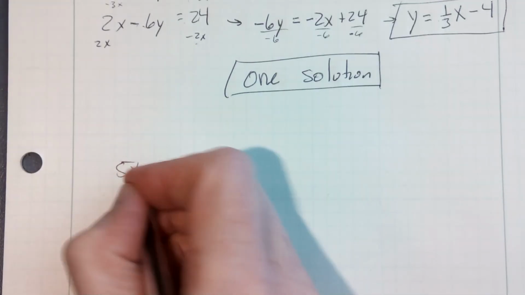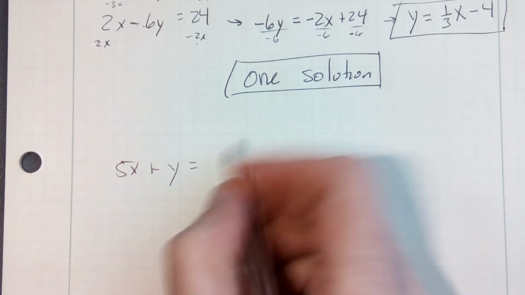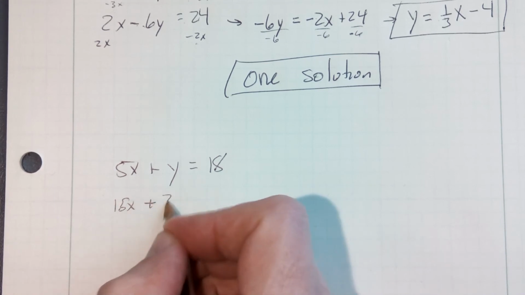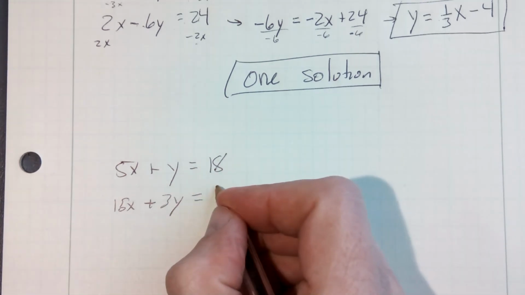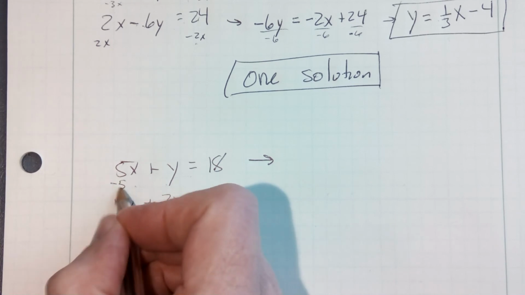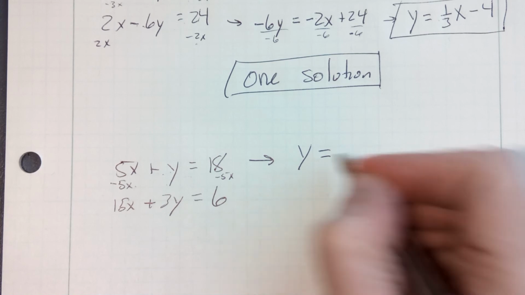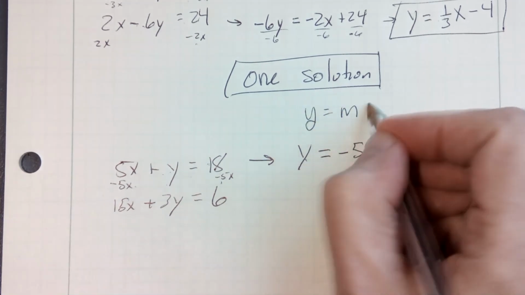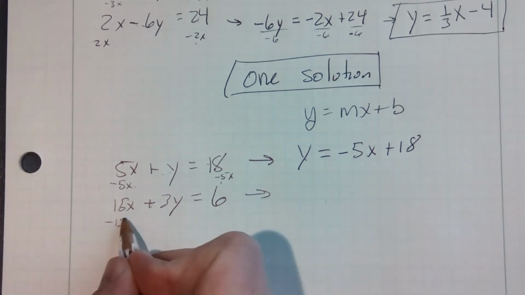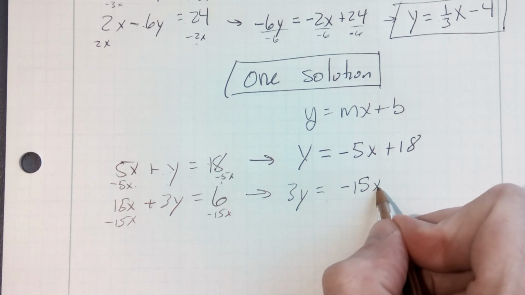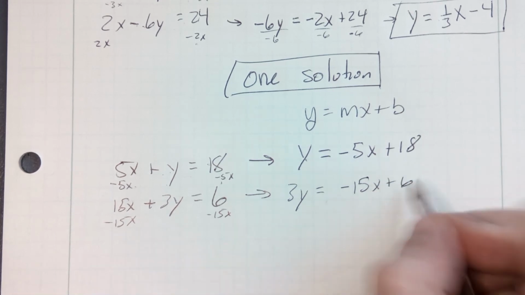Let's do something like 5x plus y equals 18. And then I have something like 15x plus 3y equals 6. Okay. Again, the first thing we're going to do is solve for y. This top equation is only one simple step. I subtract 5x over, because that leaves me a single y equals negative 5x plus 18. The y is all by itself. That's in slope-intercept form. Y equals mx plus b. Now let's do it on the bottom equation. I'm going to subtract the 15x over. That leaves me 3y equals negative 15x plus 6.